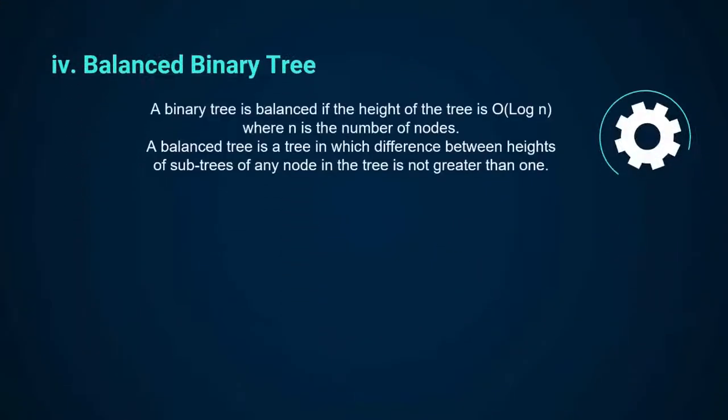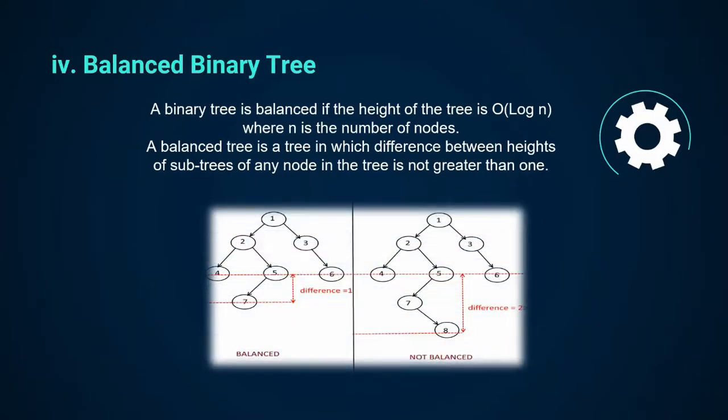So our next type is a balanced binary tree. If the difference of the height of the sub-binary tree to its node is 1, then it is called a balanced binary tree. In the photograph that I provided, in the first photo the balance is 1, so it is a balanced binary tree, but in the second photograph the difference is 2, so it is not a balanced binary tree.